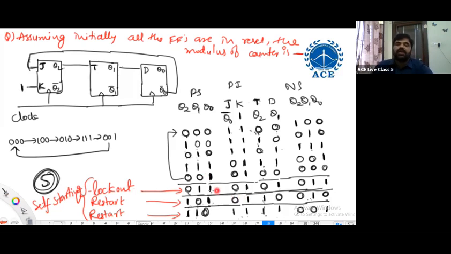When can we say it is self-starting? For 011 also, if it results back to used states, then we say it has self-starting. Don't assume that these cases are the conditions for self-starting. I did not say that. What I mentioned while writing the statement is that for each and every unused state, if you observe it coming back to a used state, then the counter is self-starting. One by one again, please understand the words correctly.